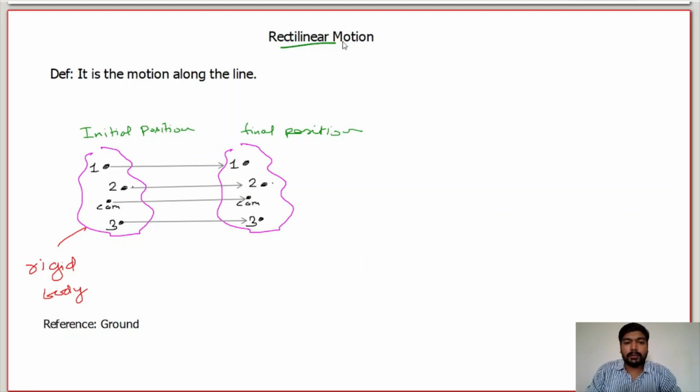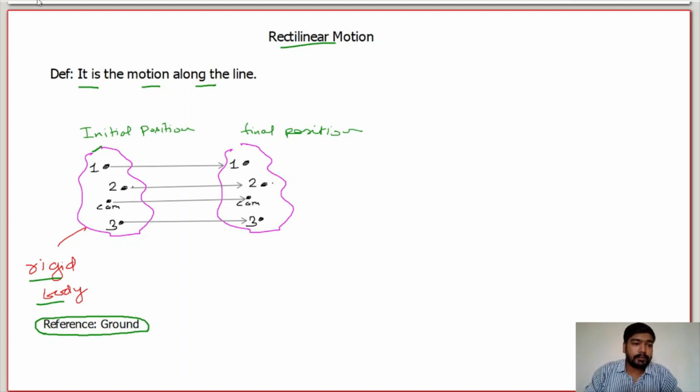So rectilinear motion is the motion along a line, as I told you. Suppose I have considered one body. This is our body. It's a rigid body. In kinematics we will take a reference for a body. I have assumed here the reference as the ground, and if in any question the reference is not given, then by default the reference is ground.